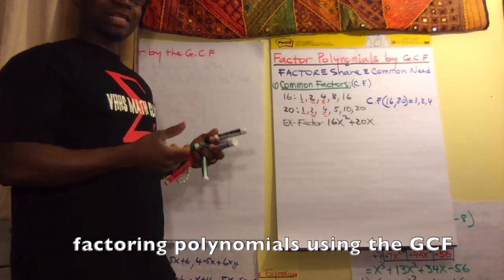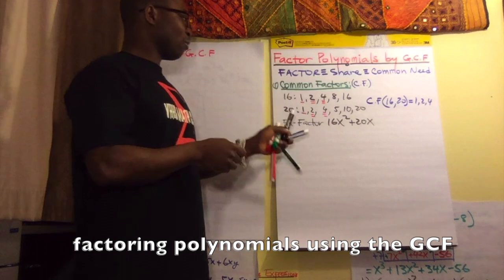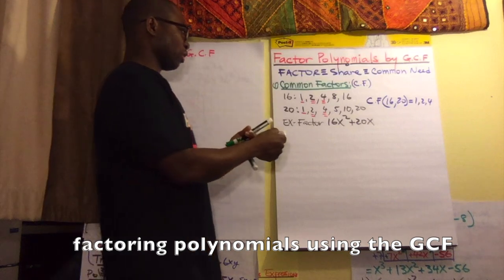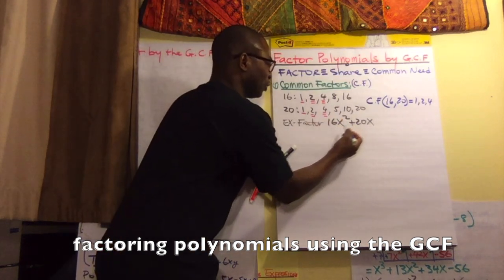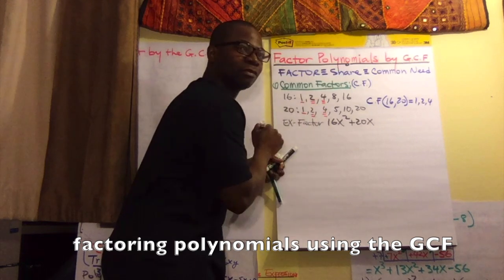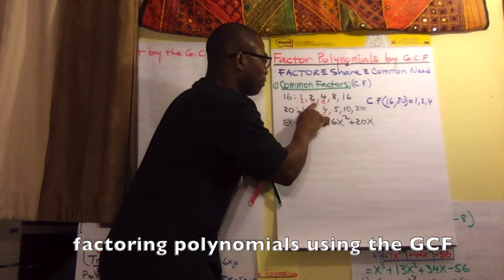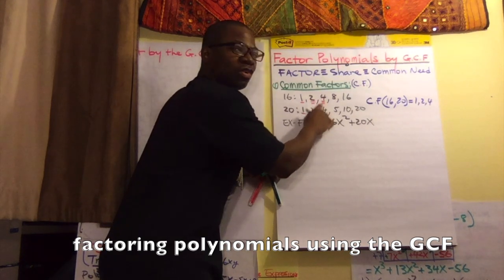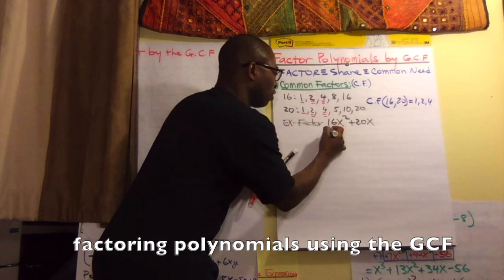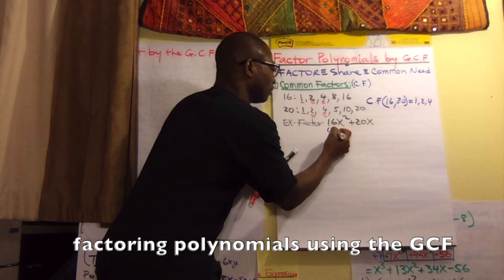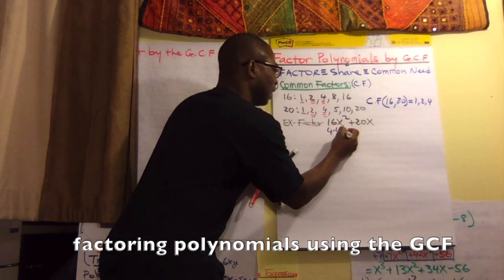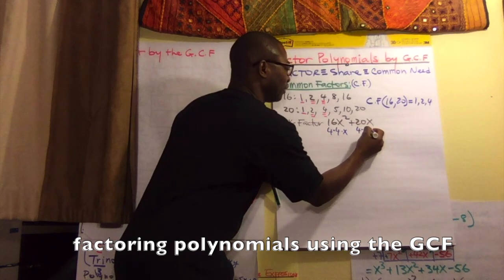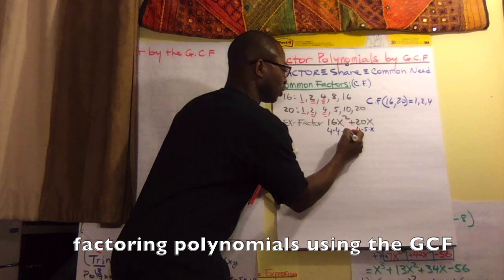Basically we want to see what they have in common and put that outside. If I look at 16 and 20, we already know they have some numbers in common. But we want to look at the biggest number they have in common. The biggest number they have in common is 4. So we're going to say 4 times 4 times x here. And this one will be 4 times 5 times x. Oh, actually, we have x squared here, so one more x.